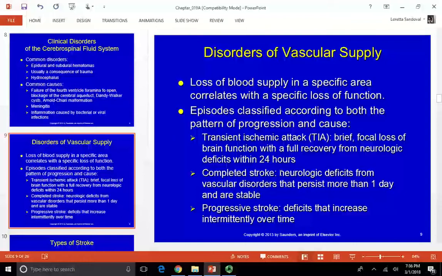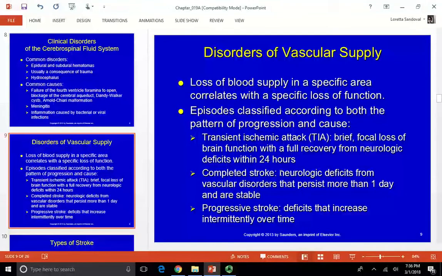And there are 2 different kinds of strokes that we're going to differentiate here. A completed stroke, which is neurologic deficits from vascular disorders that persist more than 1 day and are stable. In other words, they're not changing. We're not getting increasing symptoms. And a progressive stroke is deficits that increase intermittently over time.